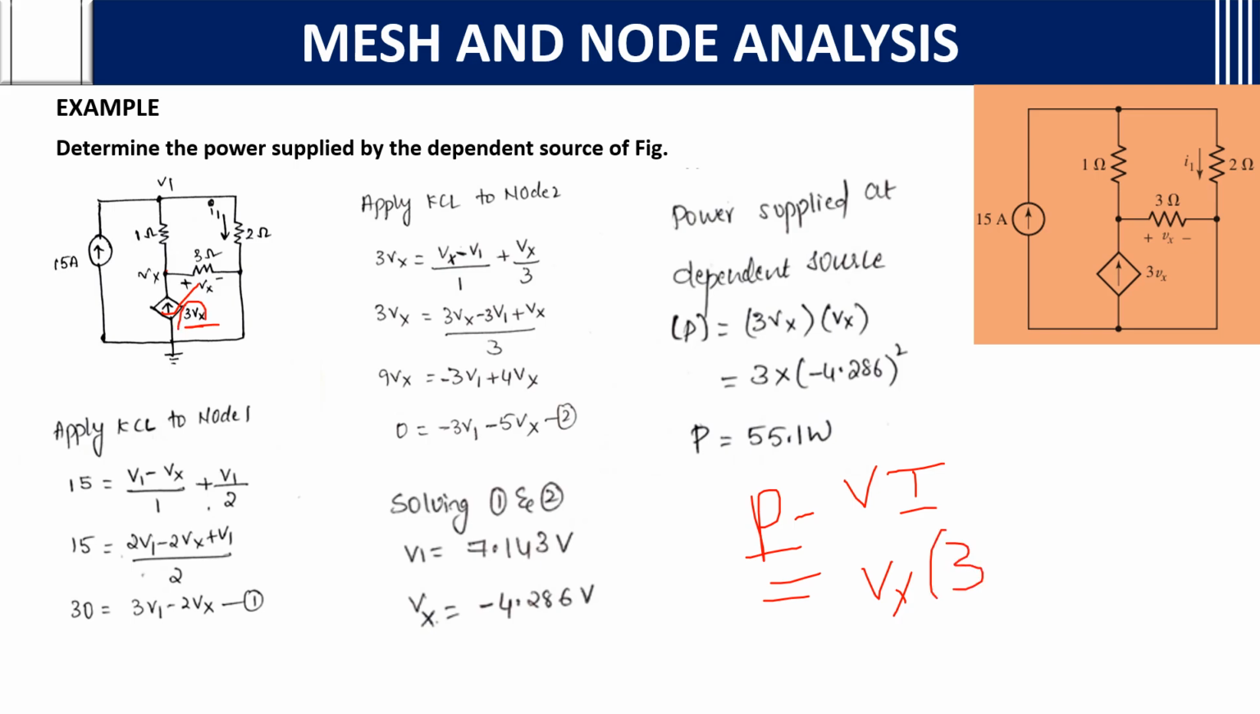It is not a voltage source, it is a current source. The current source value depends on the voltage value. It is a voltage dependent current source. So 3Vx squared. In 3Vx squared, we already got the Vx value. If you substitute that, you will get the P value.